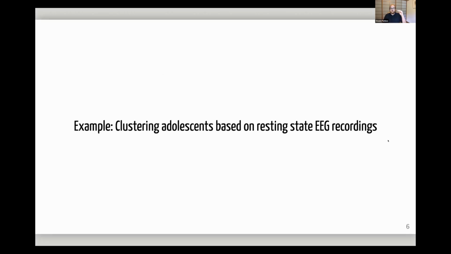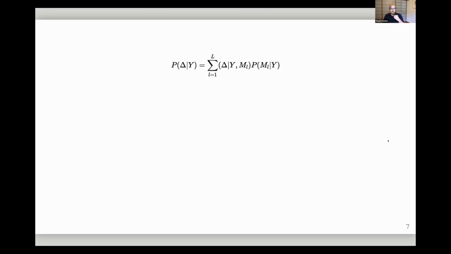So I'll walk through what it looks like applying Bayesian model averaging. In this context, we're looking at clustering young people based on resting state brain activity. The basic premise of Bayesian model averaging is we're trying to estimate some quantity, get a posterior estimate for some quantity delta that has a consistent meaning across all the candidate models. And we're weighting the contribution of each model by the posterior model probability, or an estimate of it.